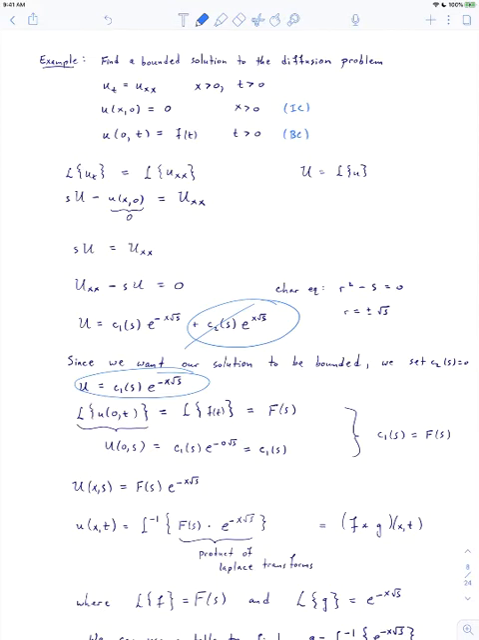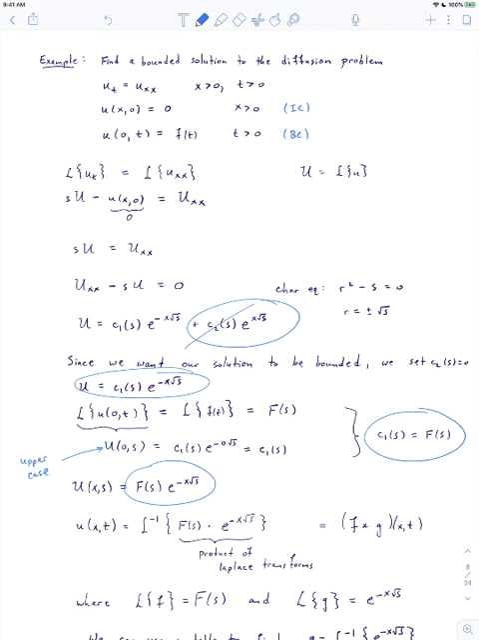So capital U at 0, s is equal to C1, but we also know it's equal to F of s. So that means that coefficient is capital F of s. So capital U at x, s is equal to capital F, the Laplace transform of little f, times e to the negative x square root of s. So now to find the lowercase u, we need the inverse Laplace transform of that. But capital U is the product of two Laplace transforms. So that means the inverse Laplace transform is going to be a convolution.